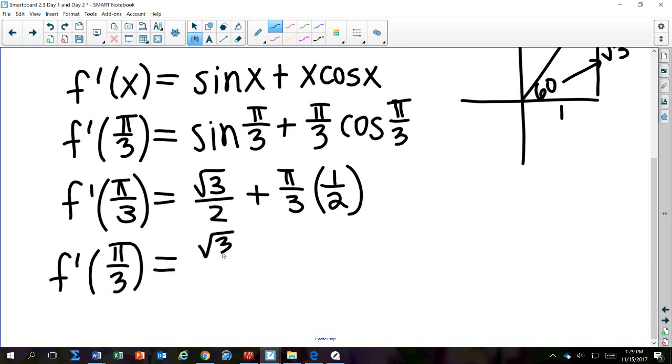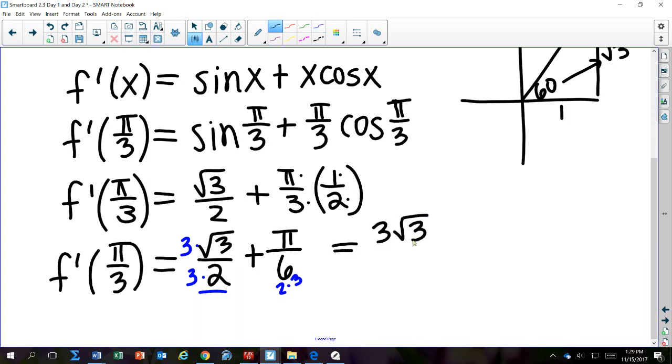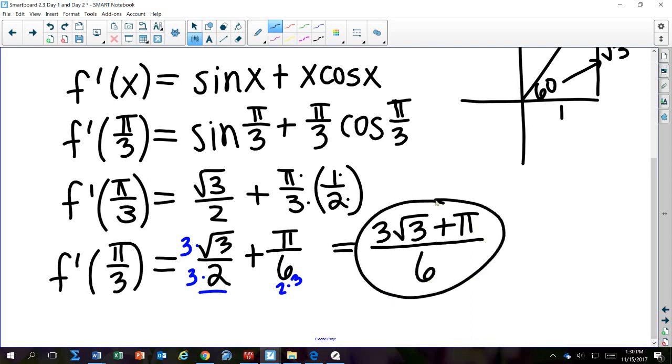Okay, so we have radical 3 over 2 plus, here top times top is pi, and bottom times bottom is 6. Okay, so I somehow need to get a common denominator here. What is this denominator missing that that denominator has? A 3, right? 6 is 2 times 3, so this denominator is missing a 3. So whatever I do to the bottom, I'm going to do to the top as well. This will be equal to 3 radical 3 plus pi over 6.